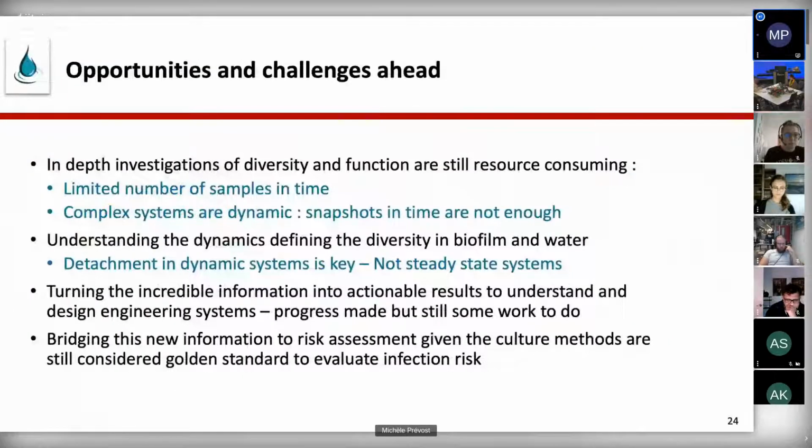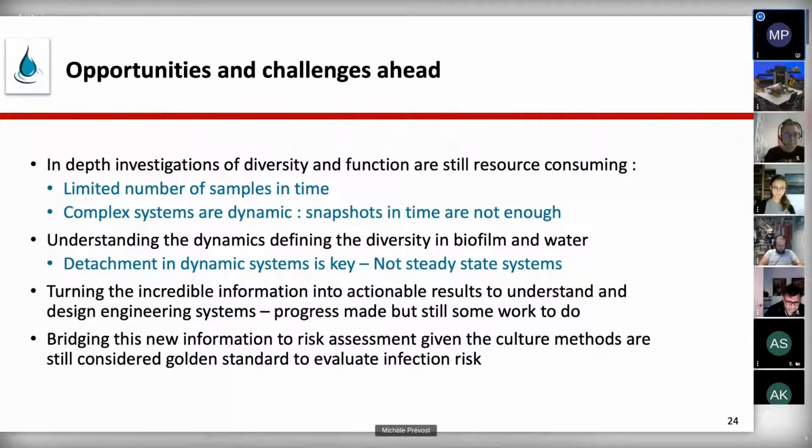So my closing comments are that these in-depth investigations of diversity and function are extraordinarily interesting and challenging, but they're also very resource consuming because there's a limited number of samples in time that can be processed. And that is a real challenge to the study of a complex and dynamic system, and a snapshot in time may not be enough to understand it. It makes for a lot of insight and understanding of the system, but for a dynamic system there are limitations to that, and hopefully in the future it will be easier with some of these tools to get answers more quickly.